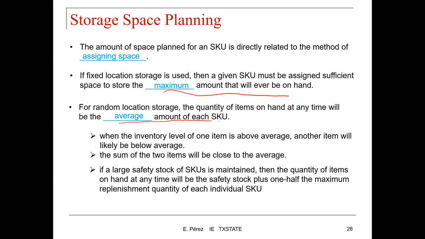For random location storage, the quantity of an item on hand at any time will be the average amount of each SKU. You have more flexibility. Since you don't have a fixed location for that product, you can easily expand if needed. When the inventory level of one item is above the average, another item will likely be below the average. The sum of the two items will be close to the average. If a large safety stock of SKUs is maintained, then the quantity of items on hand at any time will be the safety stock plus 1/2 the maximum replacement quantity of each individual SKU.